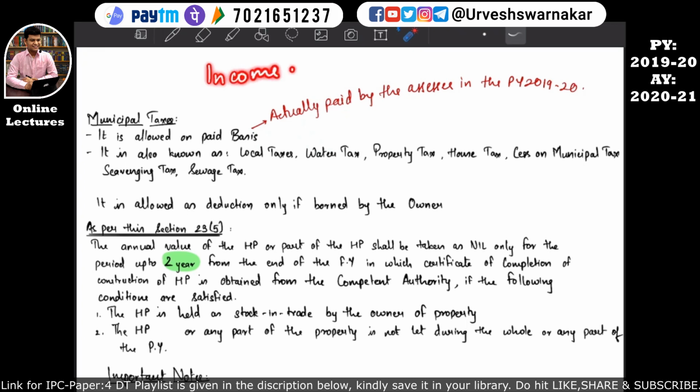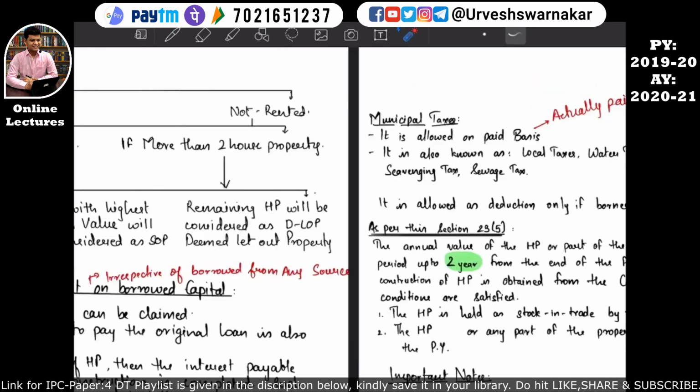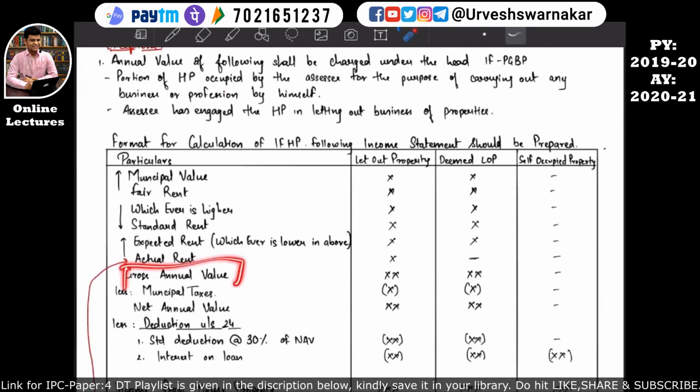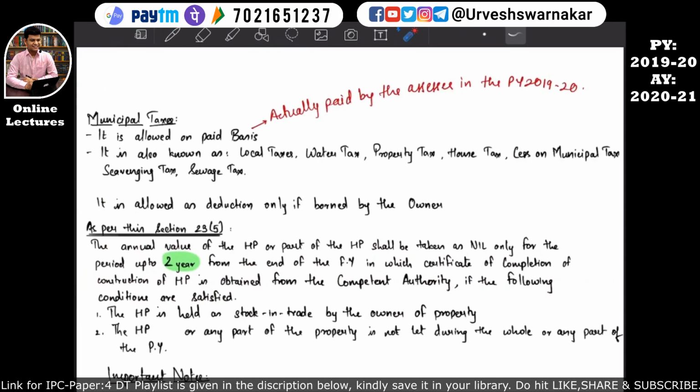I hope this is quite clear, but there is a condition. It is allowed on paid basis. Allowed on paid basis simply means actually paid by the assessee in the previous year 2019-20. But if the municipal taxes are paid by the tenant, then the municipal taxes will not be reduced from the gross total income. So that is what our last point is saying. It is allowed as deduction only if borne by the assessee.